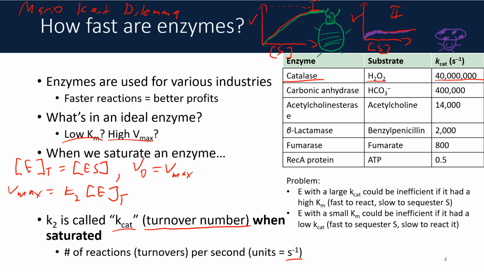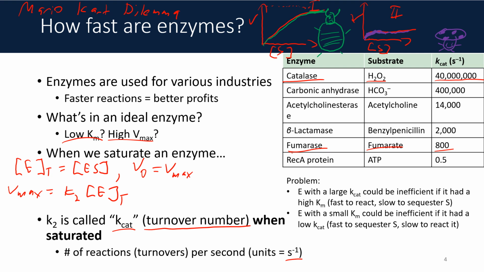That's pretty impressive. By comparison, the enzyme fumarase is maybe not as impressive. That enzyme you'll see soon enough. It's part of the citric acid cycle, and its job is to react with a certain substrate called fumarate, and it's able to process 800 of those every second. So you may think that kcat can be this single parameter that we use to compare across enzymes. And you would be wrong, actually.